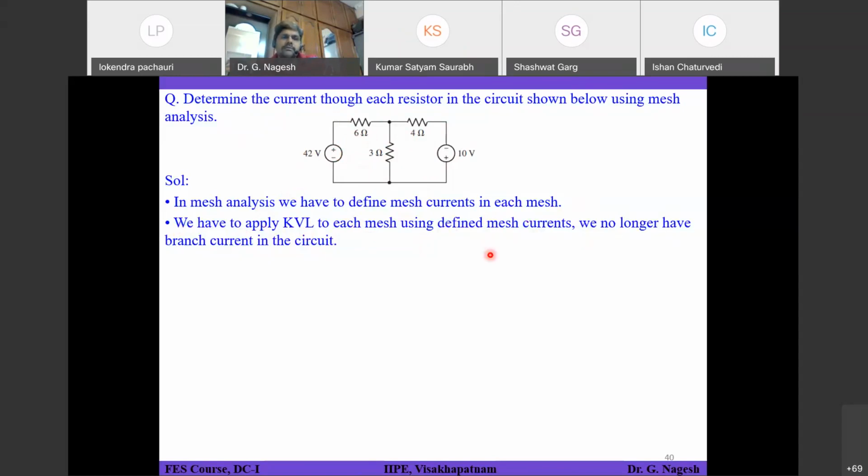We no longer have branch currents in the circuit. So what they are trying to say is, there is no concept called branch currents in mesh analysis. There is only the concept called mesh current. So using mesh currents, you will solve for all the mesh currents. From that, you can find out the branch currents if you want. Let's see that.